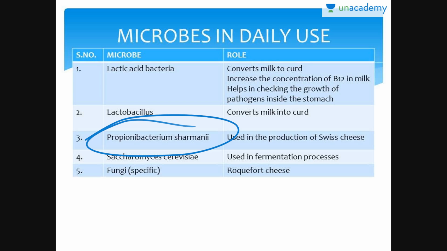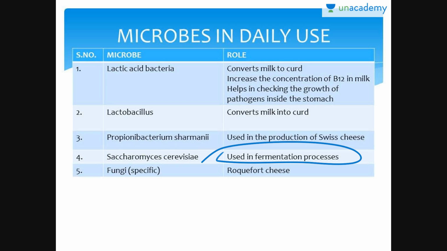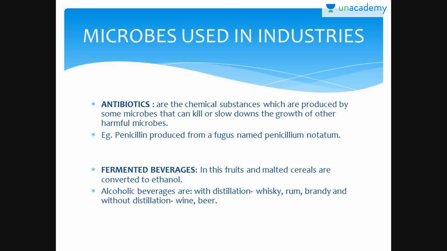Roquefort cheese is ripened by growing certain fungi on them to give a specific flavor. So imagine all the cheese you've been liking all this while consists of bacteria. So don't be afraid if you're a vegan. Then Saccharomyces cerevisiae is used for fermentation processes. Then there are specific fungi which are used in Roquefort cheese.